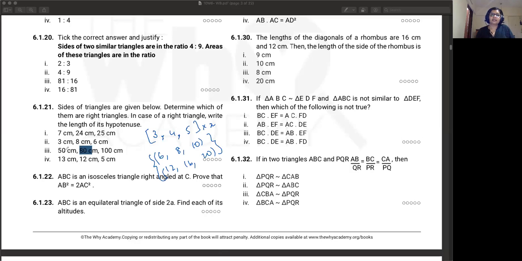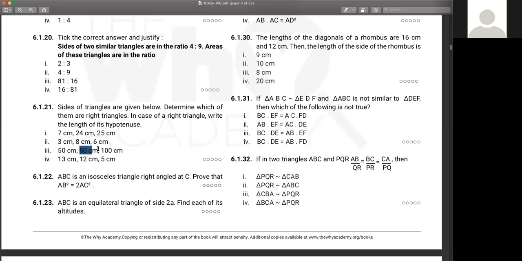Ma'am, I was asking that to verify if it's a right angle triangle, we always use the Pythagoras theorem, right? Yeah, you need to use Pythagoras theorem for that. Cool. Okay, who was it just now? Pratham had answered now. So next, Rishit.